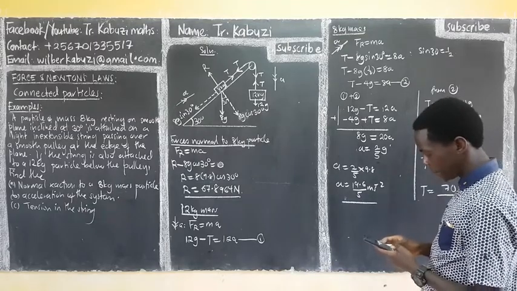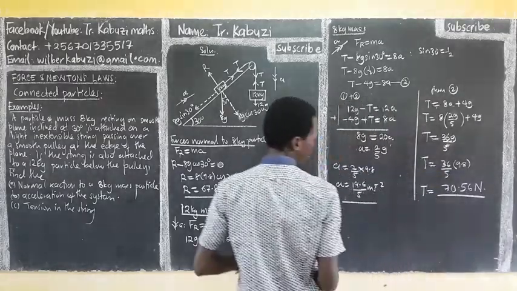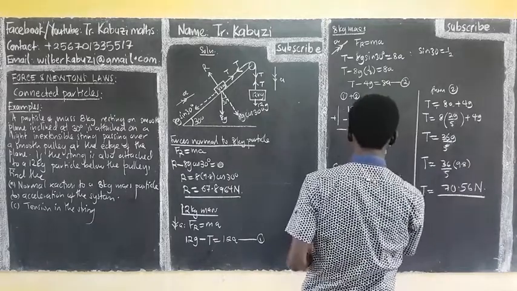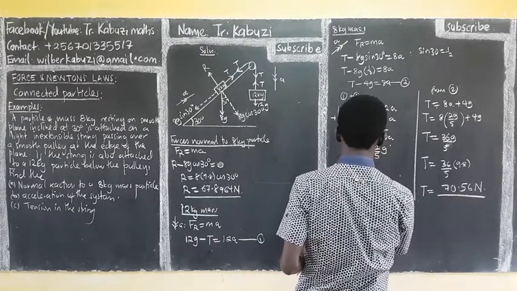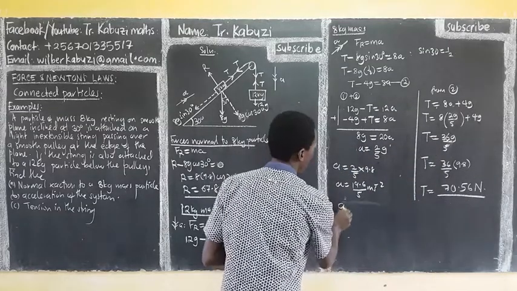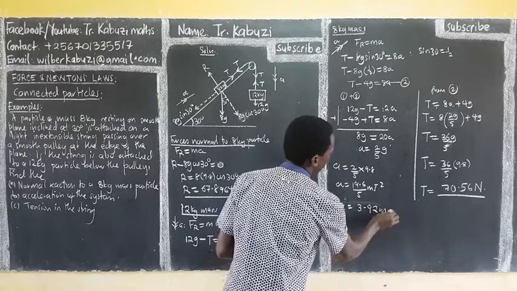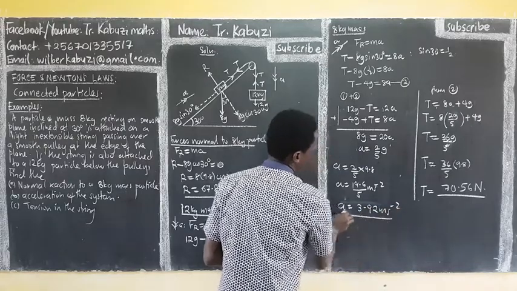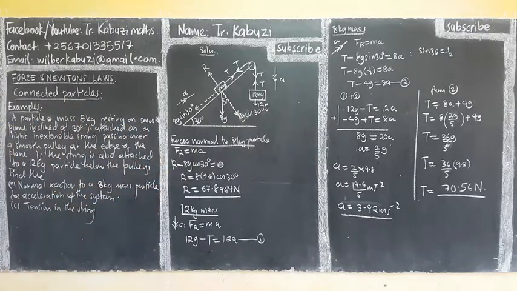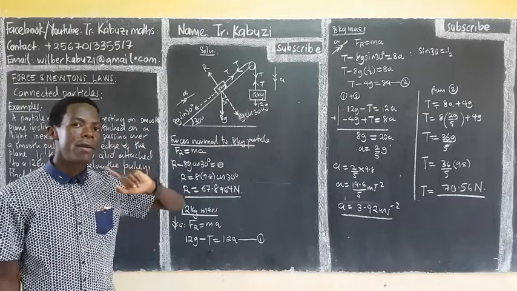Here, our acceleration, if we had to complete that, our a here is going to be 3.92 meters per second squared. And now the question is done. So that's how you handle that. As long as you know how to resolve, life is going to be very, very easy.